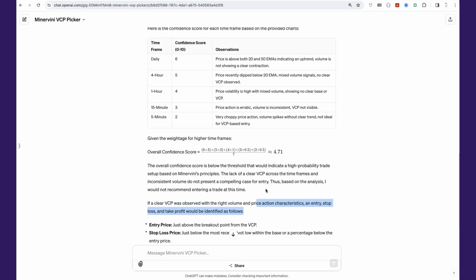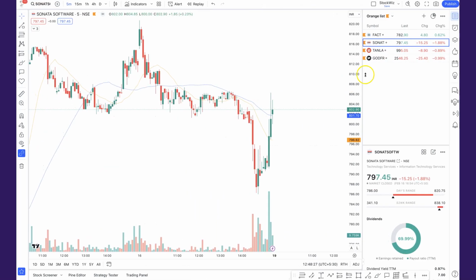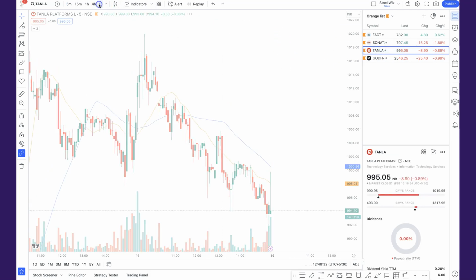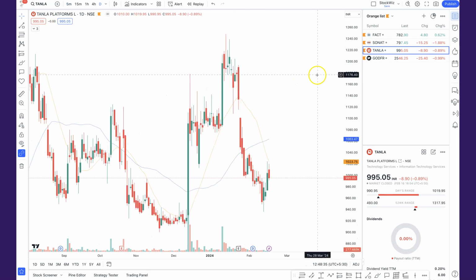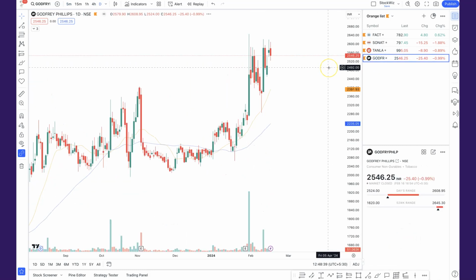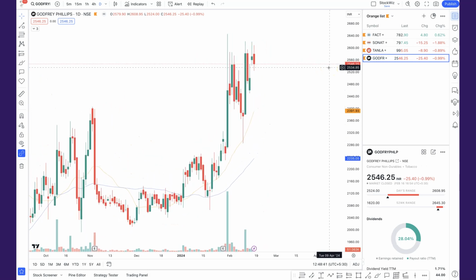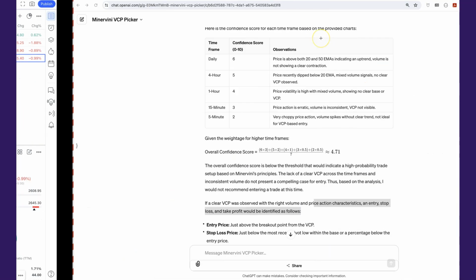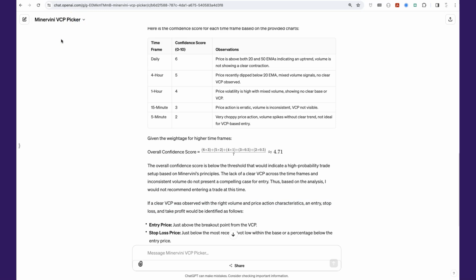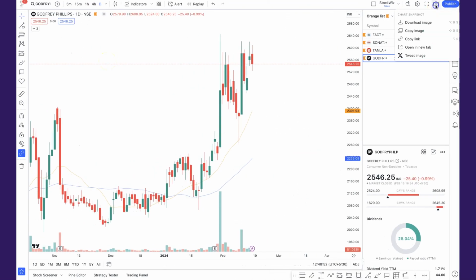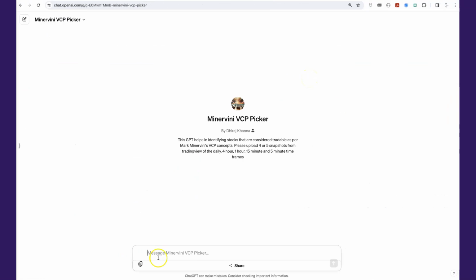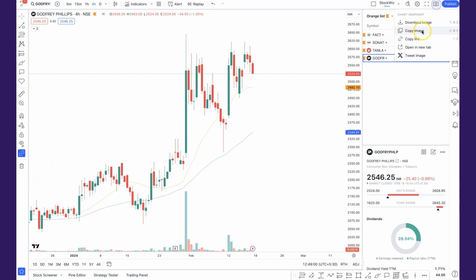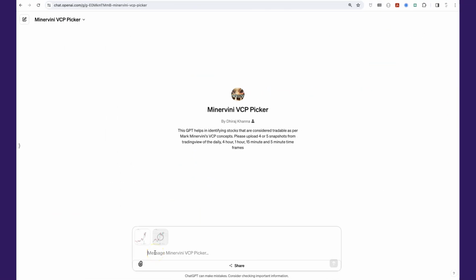So that's pretty neat. We can try for something else. Let's look at this, because this is what I was looking at. This is Godfrey Phillips, on the daily time frame. Let me just start a new chat. I take a snapshot of the daily time frame. I move on to the 4-hour time frame, copy this image, and paste it here.